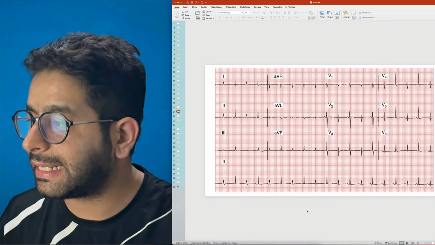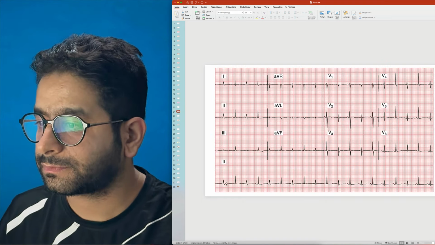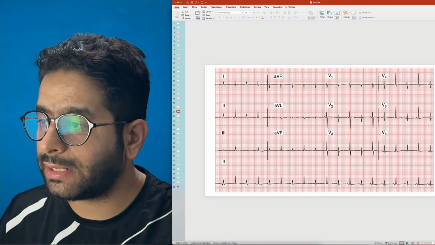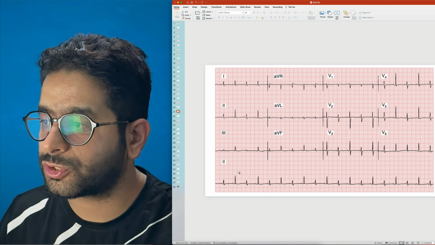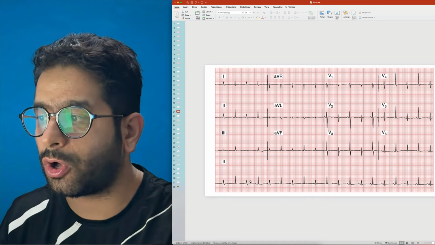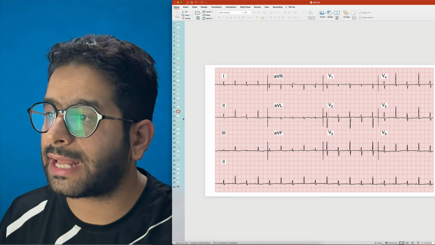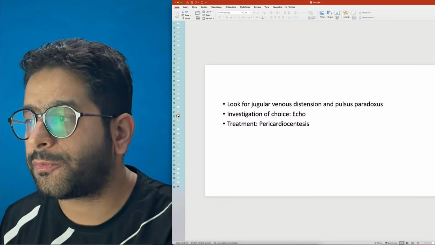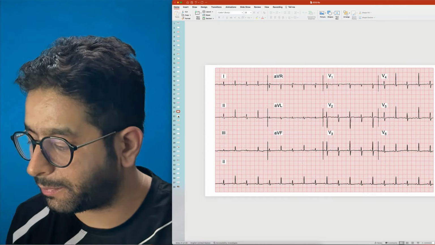Okay. The next ECG in that video was this ECG, where you have one QRS complex which is short, another QRS complex which is tall. This is known as electrical alternans, that is beat by beat alteration of QRS amplitude. And this electrical alternans is suggestive of pericardial tamponade. So this ECG should make you think of pericardial tamponade.